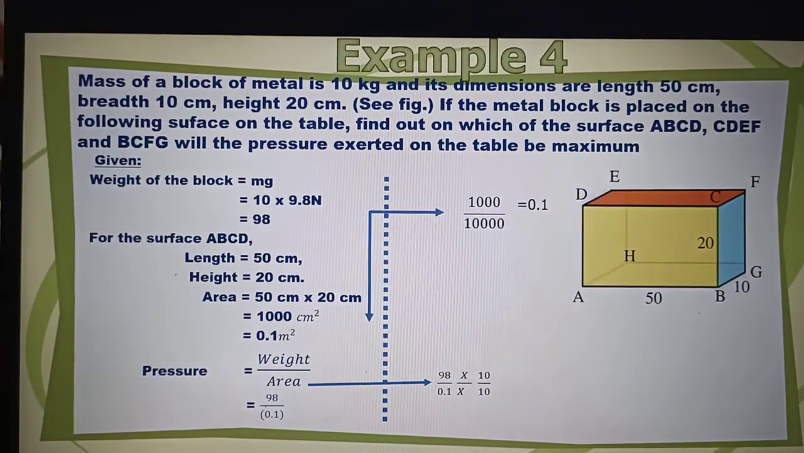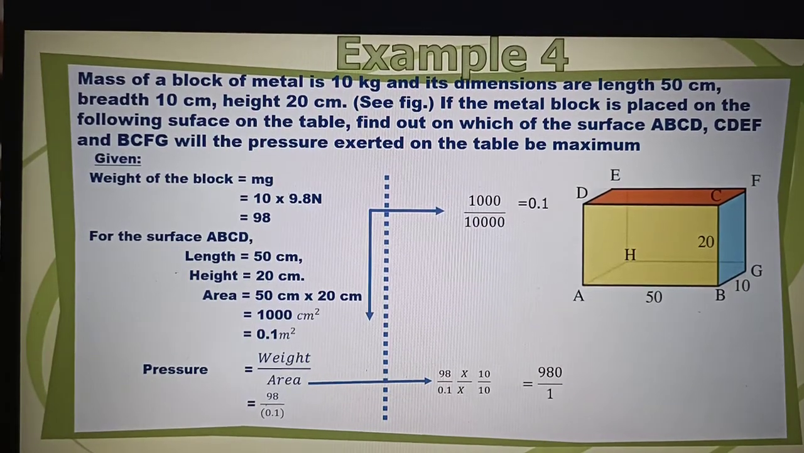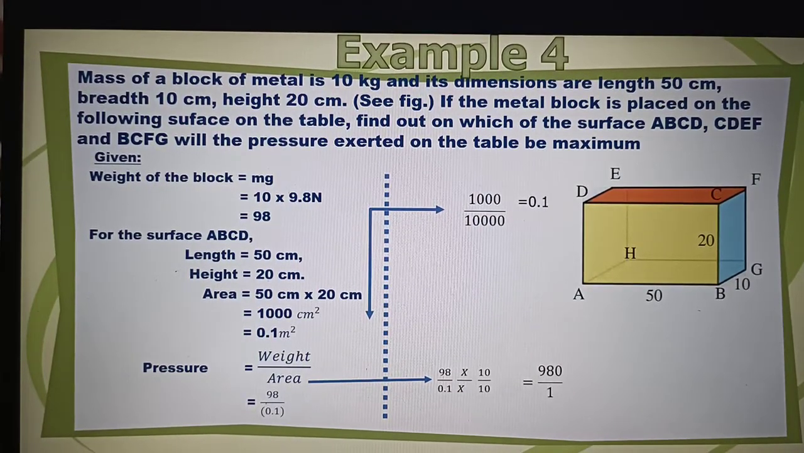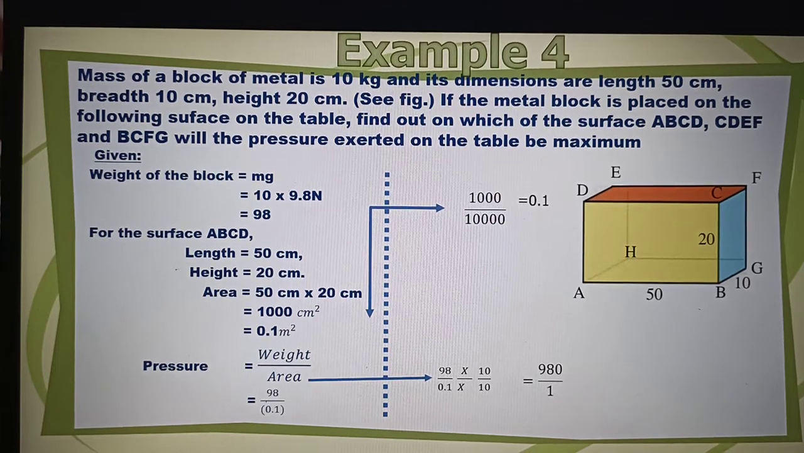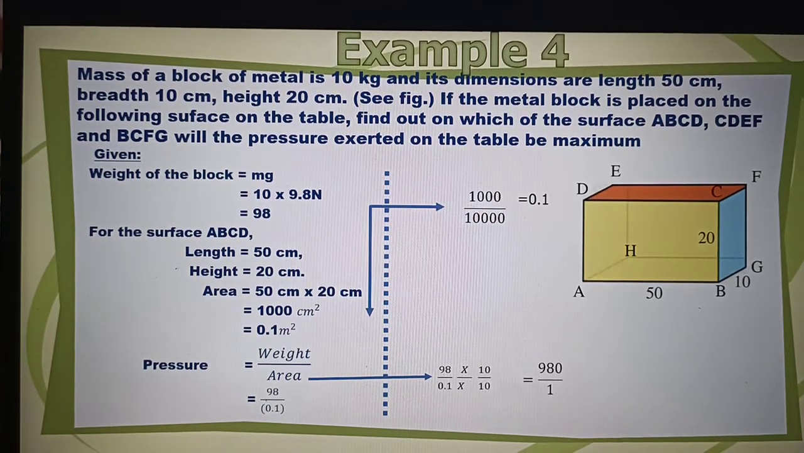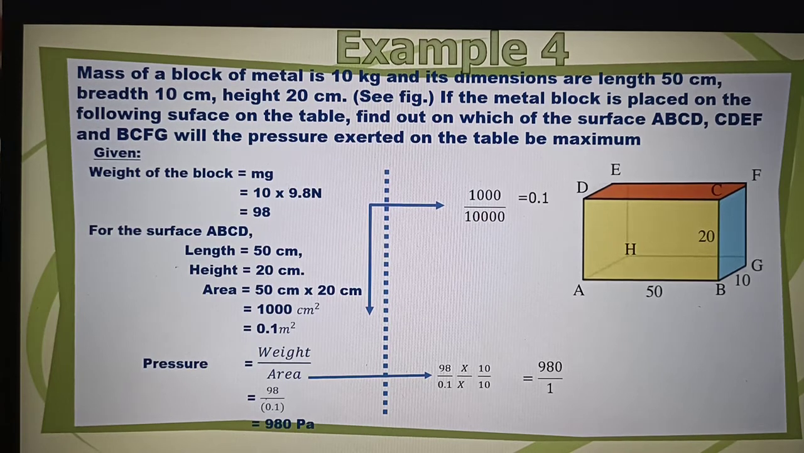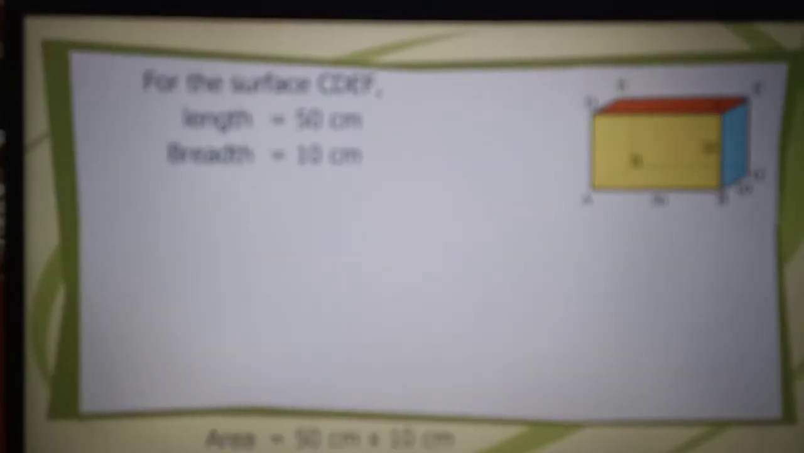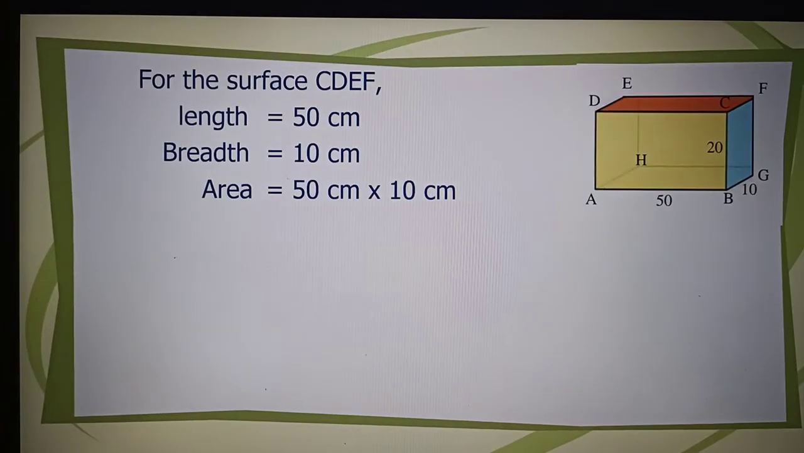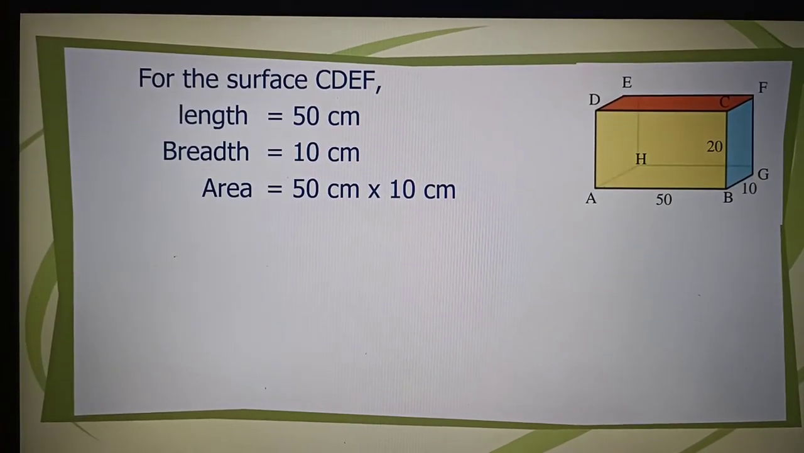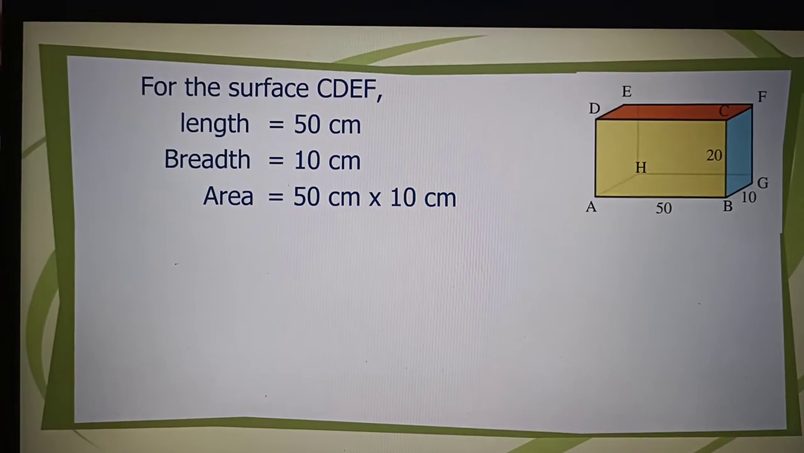So 98 into 10 is 980. Then 0.1 into 10, the answer is 1. So 980 upon 1, the answer is 980 Pascal. Next, we have to look at the surface CDEF. For that, length is equal to 50 centimeter, breadth is equal to 10 centimeter. Now, area: we have to multiply length into breadth. 50 centimeter into 10 centimeter.